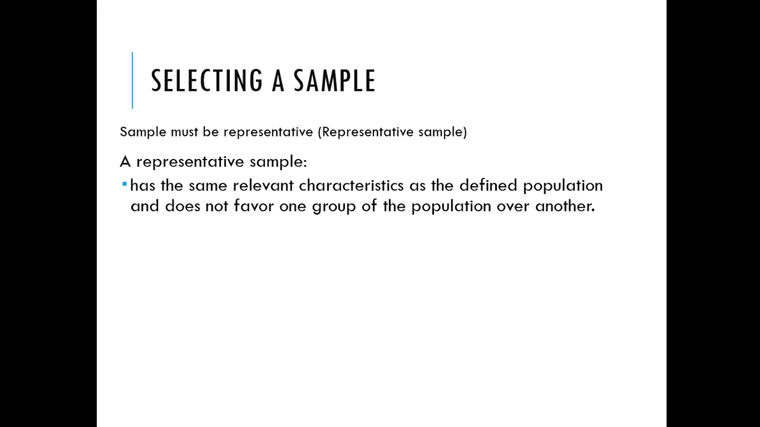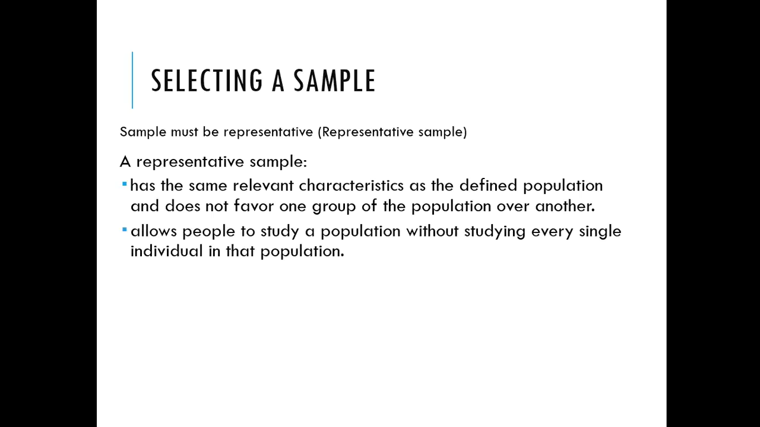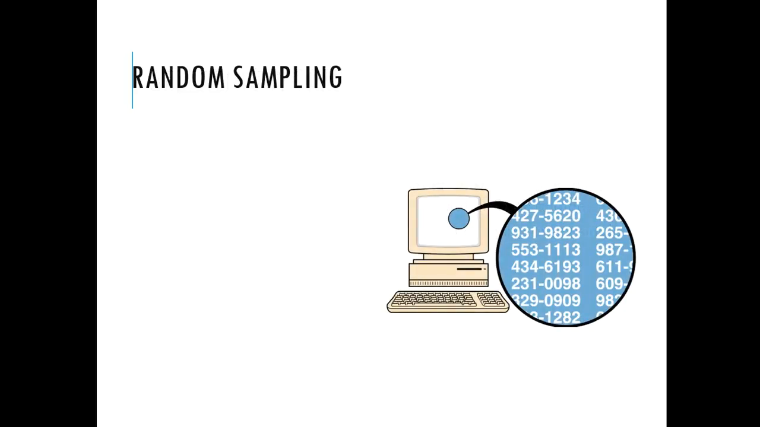It has the same relevant characteristics as the defined population, but it doesn't favor one group over another. It allows people to study a population without studying every single individual in that population. It's a valuable research tool because it helps us learn about the population even though we don't have everybody in the population. So the first thing we can do is random sampling.